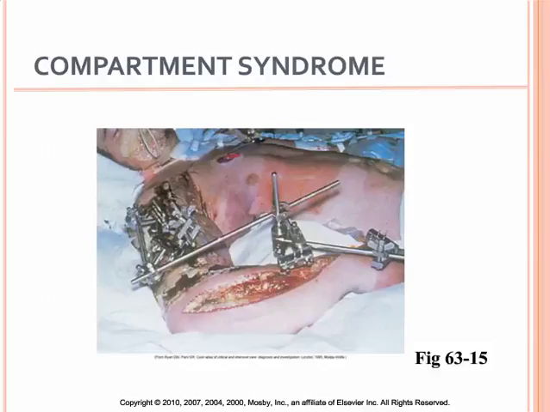This is a picture of Volkmann's ischemic contracture of the forearm following acute compartment syndrome secondary to a supracondylar fracture of the humerus, and you can see the incision line of an unsuccessful fasciotomy.